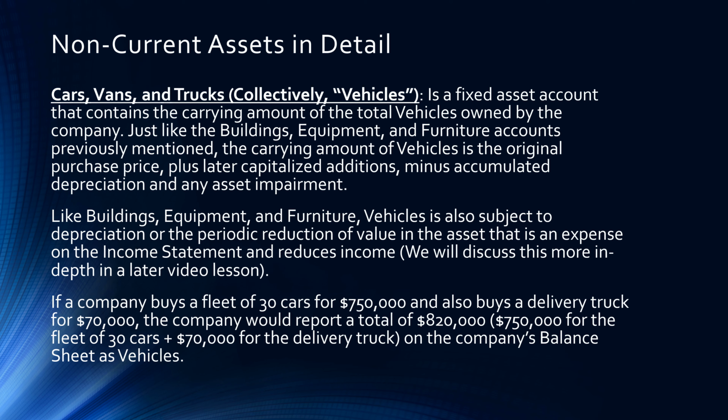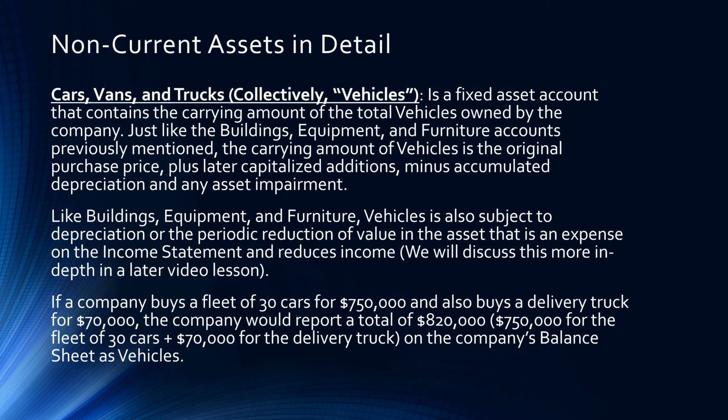Now we'll discuss the vehicles: vans, cars, trucks, collectively vehicles. Vehicles is a fixed asset account that contains the carrying amount of the total vehicles owned by the company. Just like the buildings, equipment, and furniture accounts previously mentioned, the carrying amount of vehicles is the original purchase price plus later capitalized additions minus accumulated depreciation and any asset impairment. And like buildings, equipment, and furniture, vehicles is also subject to depreciation, or the periodic reduction of value in the asset that is a depreciation expense on the income statement, which reduces the company's income.